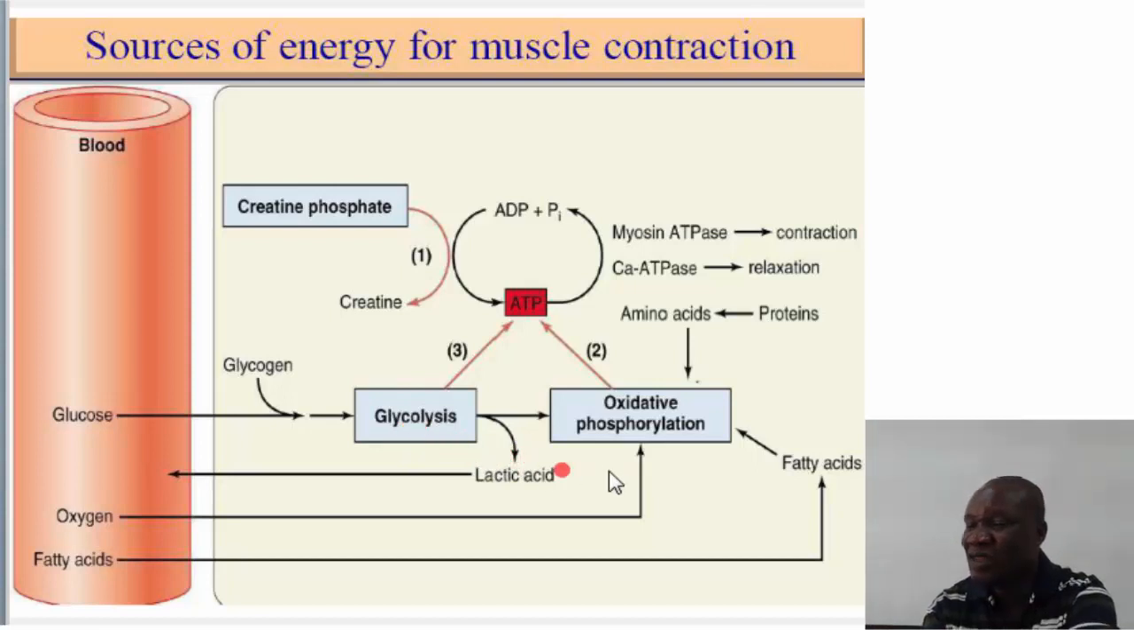Now, the third source of energy is oxidative phosphorylation or cellular respiration. This is slow, but is the most efficient. It produces energy for a long time. So these are our three sources of energy production.